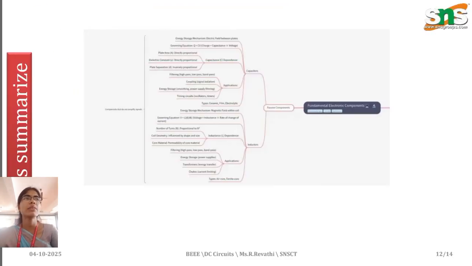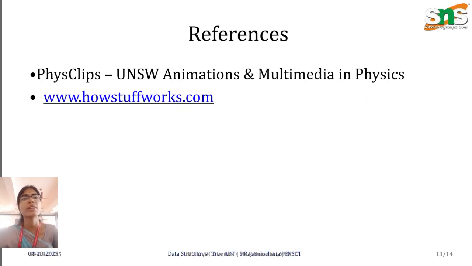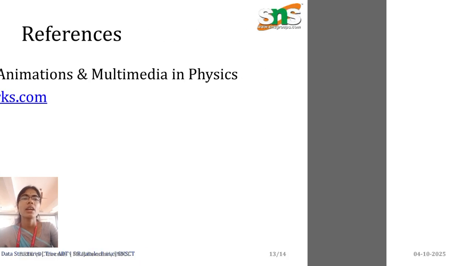Summarizing, resistors, capacitors, and inductors play a major role in every electric component. They are highly important to avoid fluctuation in your devices and protect your electric appliances from over voltage, high voltage, and no voltage conditions. This is the animation and multimedia in physics resource; these links help to give a clear explanation of these elements.